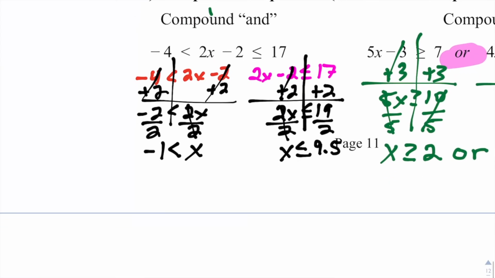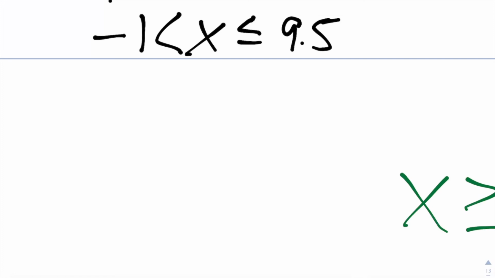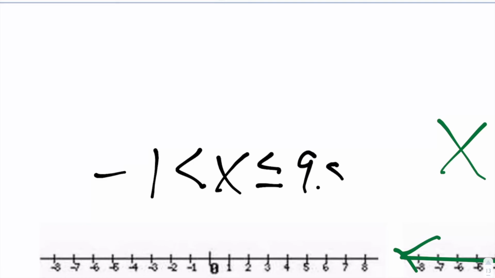Now let's go and put it together. So negative 1 is definitely the smallest number because it's less than x, and 9.5 is definitely the biggest number because it's greater than or equal to x. So to write this as an and inequality that's combined, the x goes in the middle, the negative 1 goes to the left, and the 9.5 goes to the right. So negative 1 is less than x, which is less than or equal to 9.5. So now let's graph this.